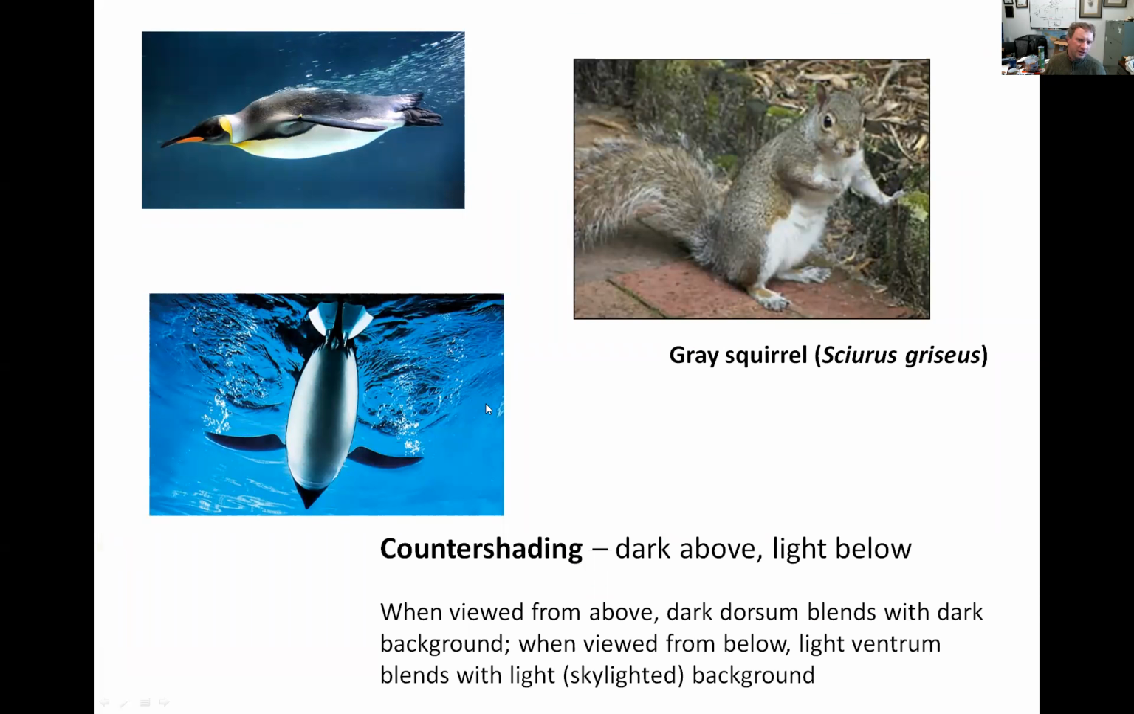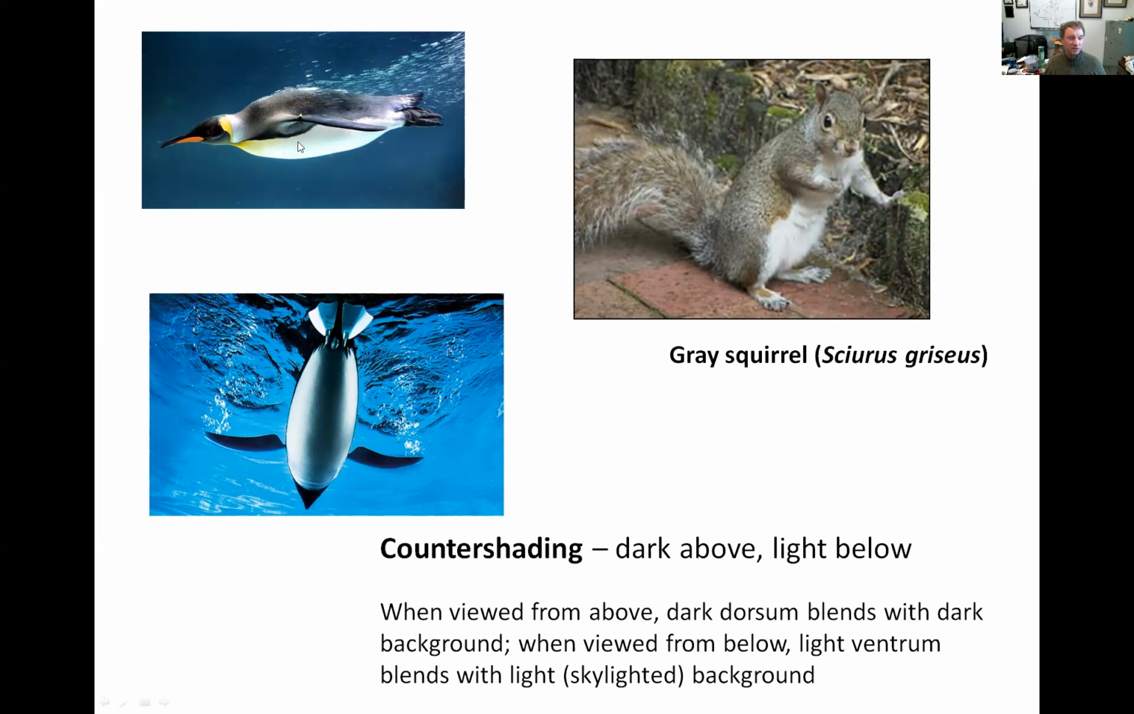Okay, another really common pattern that lots of vertebrates show is called countershading. That's where the animal is light underneath and dark above. Here's an emperor penguin showing that pattern, and here's a gray squirrel showing that same pattern, where it's got a light belly and then dark fur up above. What this countershading does is take into account the direction that predators will be in when they're looking at the animal.